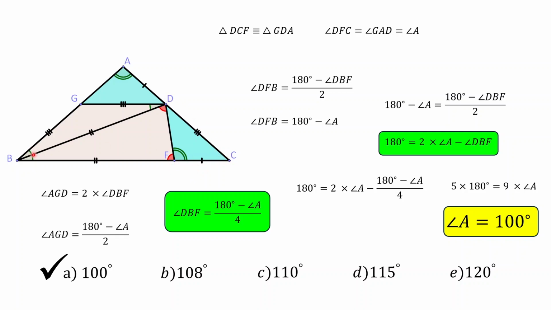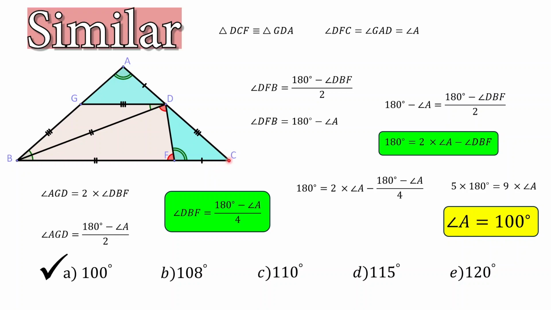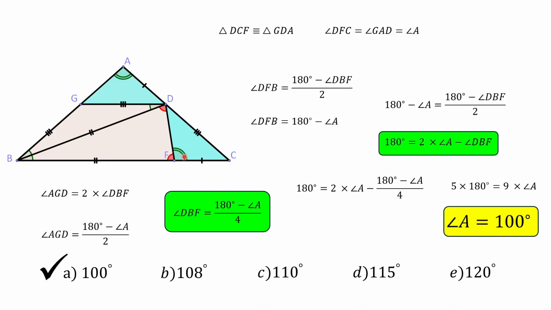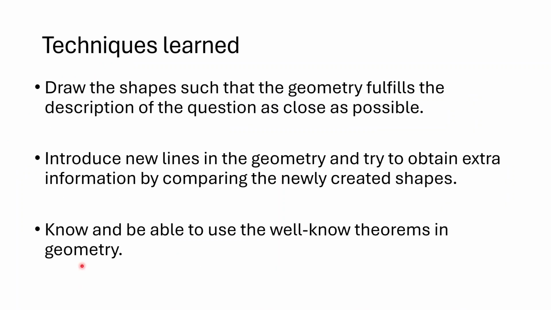And since these two angles are equal, we can say that this big triangle and this small triangle are similar. And you could immediately conclude that this angle is equal to this angle. So this information could also be obtained by knowing the bisector theorem, which states that the ratio of AD to DC is equal to the ratio of AB to BC. So you must know and be able to use well-known theorems in geometry. Sometimes they can help you find a solution faster.